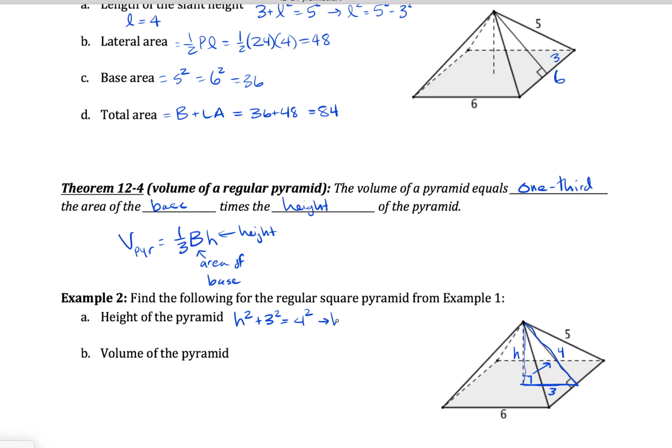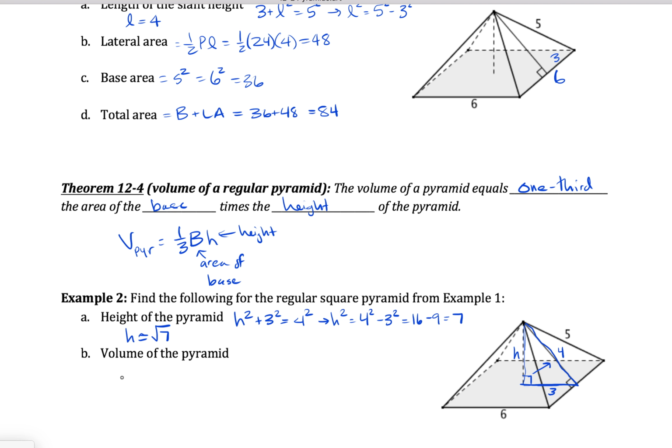So that would indicate that h squared is equal to 4 squared minus 3 squared, which is 16 minus 9, which is 7. So if h squared is 7, then h is equal to the square root of 7. And we're going to leave that as a radical. We'll do this in radical form. So I know the height is the square root of 7.